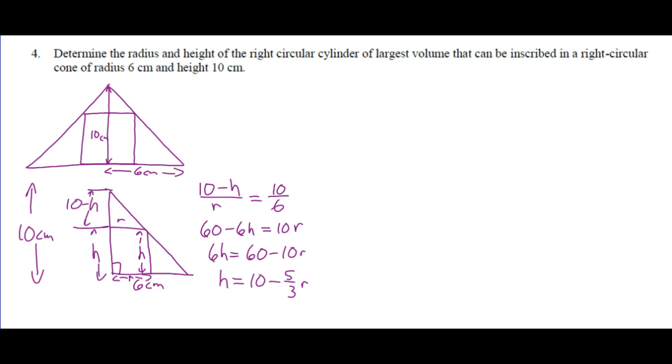Because we want the right circular cylinder of largest volume, it's the volume of a cylinder we're trying to maximize. So V of a cylinder, what's the volume of a cylinder? Area of the base times the height, the base is circular, pi r squared h. And that's on your formula sheet. No hiding. That's the thing we want to maximize, the volume. So V is equal to pi r squared, and h is 10 minus 5/3 r.